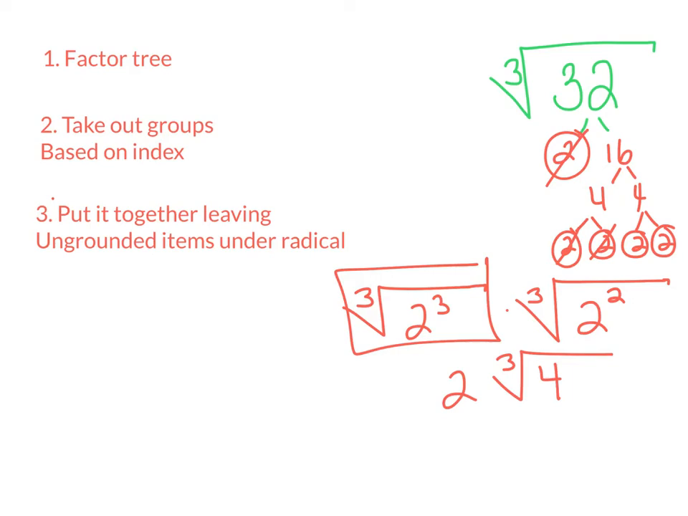So the third thing is put it together, leaving your ungrouped items under the radical. So you should see that the ungrouped stuff was the 4. This was our one group of 2 that came outside. All right, let's start practicing now.